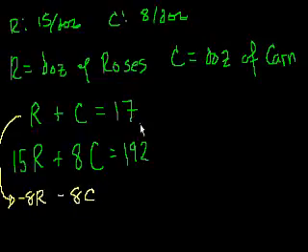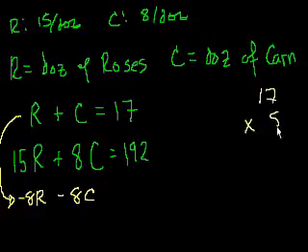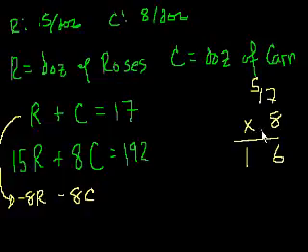What's -8 times 17? Let's see, I'll do it in the corner here. 17 times 8. 7 times 8 is 56. 1 times 8 is 8, plus 5 is 13. Sorry, my brain was getting ahead of me. It's equal to 136. And we multiplied by -8, so we put a negative there.